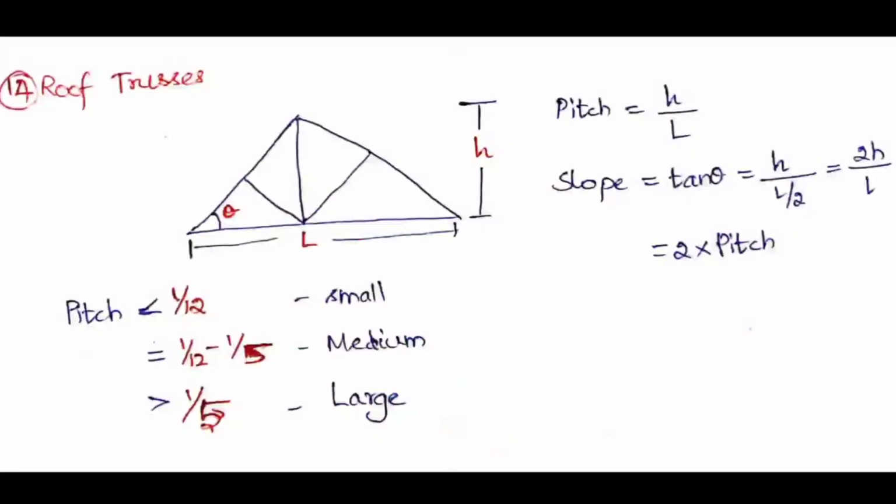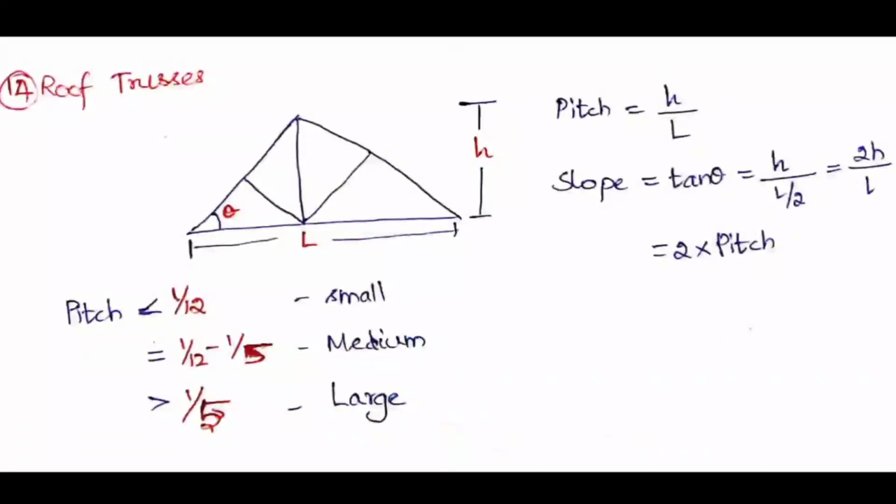So the first thing, I have drawn a simple roof truss here, so that the angle at the edge is your theta, which is your slope, and the length is the span of the roof truss, and then the height, which you can also call the rise of the roof truss, okay? So based on this, the pitch value and slope value are calculated. So pitch is equal to h by l, whereas slope is equal to tan theta, which is h by l by 2. So it is nothing but 2h by l, so it is 2 times the pitch, okay? So these both are very important.